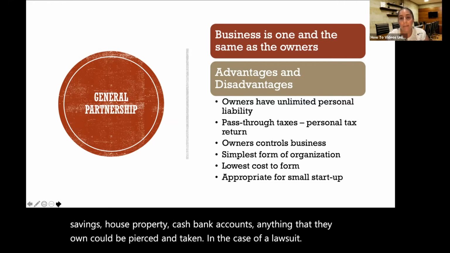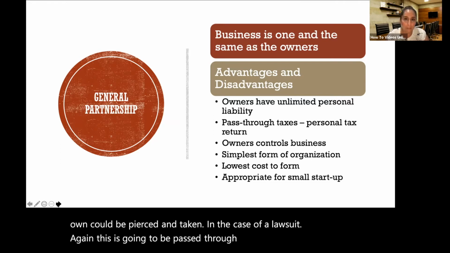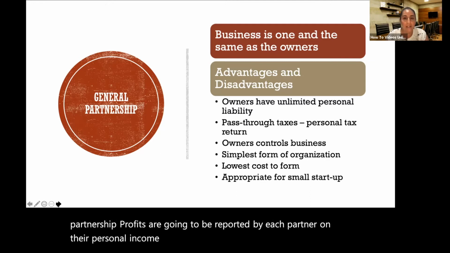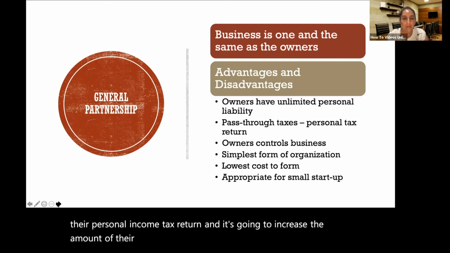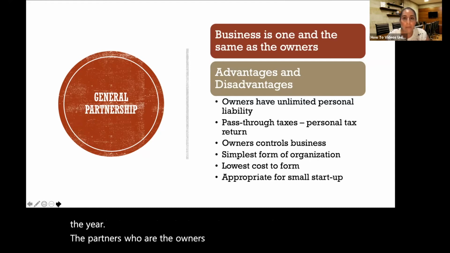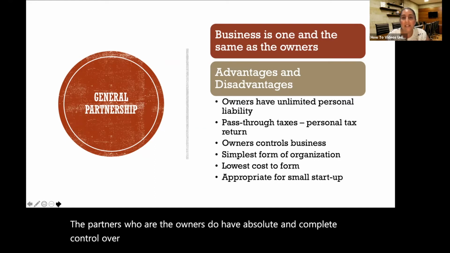Again, this is going to be passed through taxes. The partnership profits are going to be reported by each partner on their personal income tax return, and it's going to increase the amount of their personal income taxes that they pay at the end of the year. The partners, who are the owners, do have absolute and complete control over the business. This is another simpler form of organization.